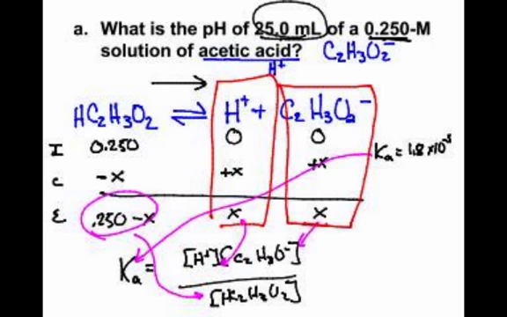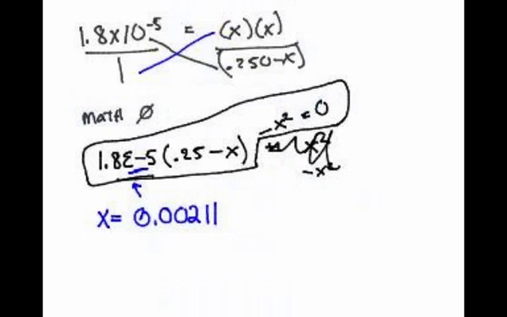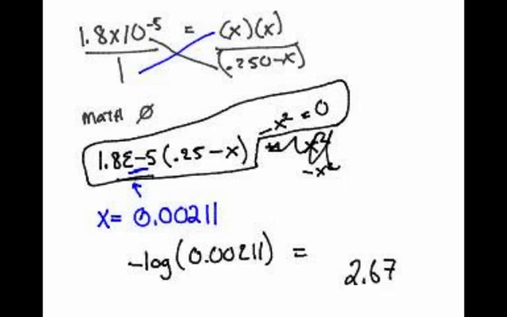What was the question again? It says what is the pH? Should we just take the negative log of our x value? So then we just say negative log of 0.00211, and that will be negative log of x is 2.67. So that's the answer.